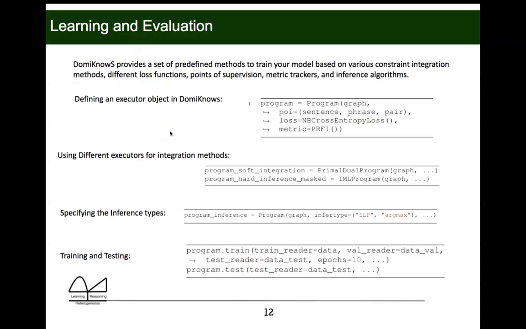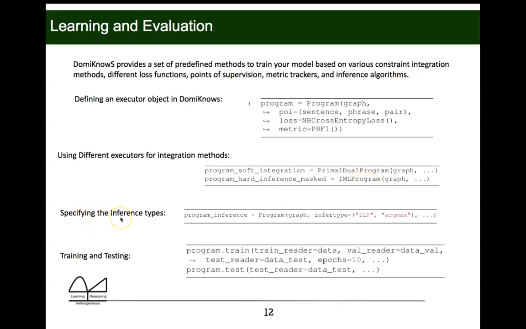Next, after you have your solution and you have your model, you want to actually execute it. In order to execute things, we have something called program, where you have to define what is the constraint integration method that you want, what are the loss functions, the points of supervision for a network, what are the metric trackers, and the inference algorithms that you want to use. And it's just as easy as defining them in a specific instance of this program class. If you want to use different integration methods, we can easily just use different classes of program that we provide. So for instance, if you want to do a soft integration method with Primal-Dual, you can call PrimalDualProgram. Or if you want to run a hard inference-masked integration, you can call IMLProgram.